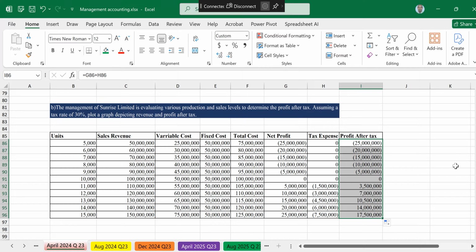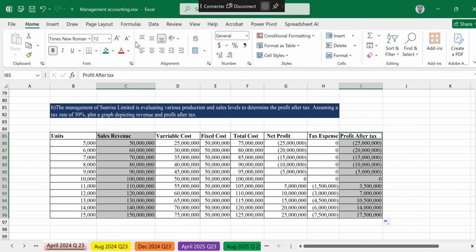Now, the question was, plot a graph depicting revenue and profit after tax. That is what they want. We want to do a chart. Select revenue, then control key down. Also select profit after tax. So revenue and profit after tax.